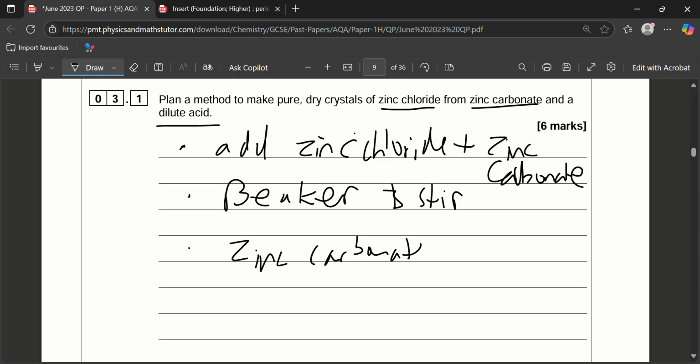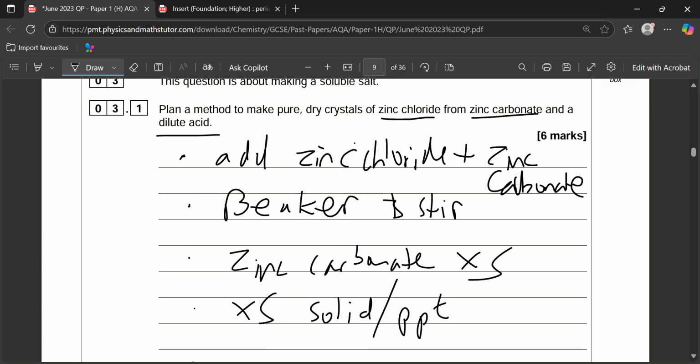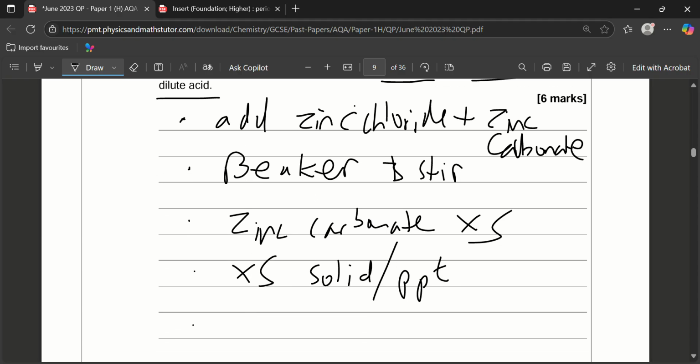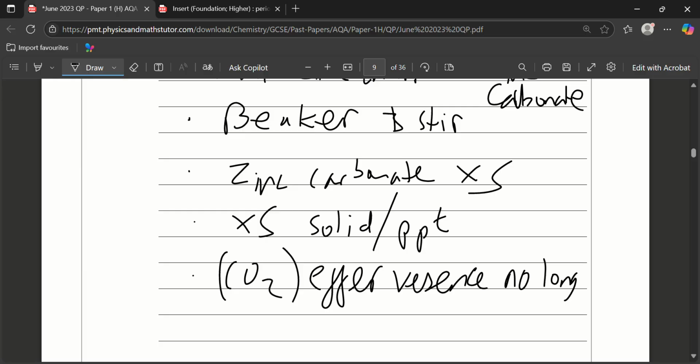We have to add the zinc carbonate in excess, and the way we can identify the zinc carbonate in excess is when there is excess solid present, or precipitate, the scientific term, or effervescence, in this case CO2, because it's a carbonate. So CO2, I'm going to put that in brackets, we just write effervescence, when effervescence is no longer present.